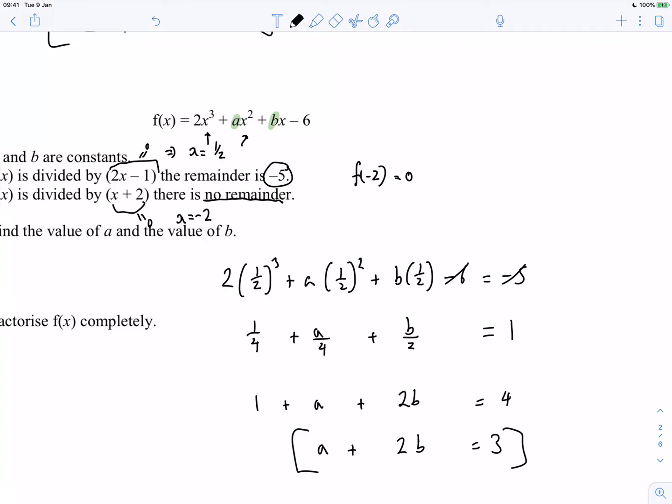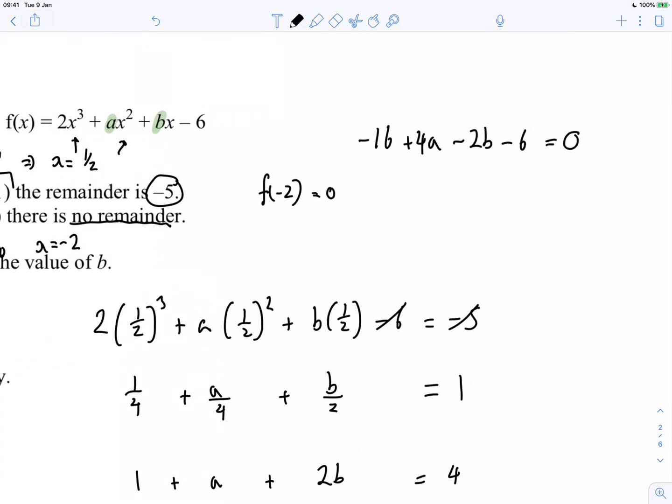So, well, we can skip bits. Minus 2 cubed is minus 8 times 2 is minus 16. Plus a lots of minus 2 squared is 4a. Plus b lots of minus 2, which is minus 2b, minus 6, and that equals 0. I've got, if I add 16 and add 6 to both sides, that's 22 equals 4a minus 2b, and I can divide everything by 2 to make it easier, to make 11 equals 2a minus b.